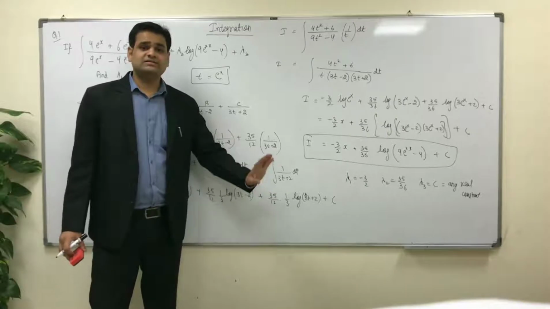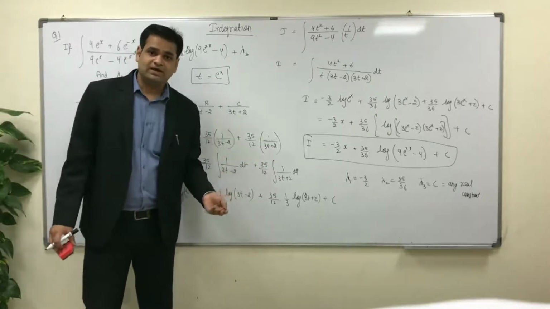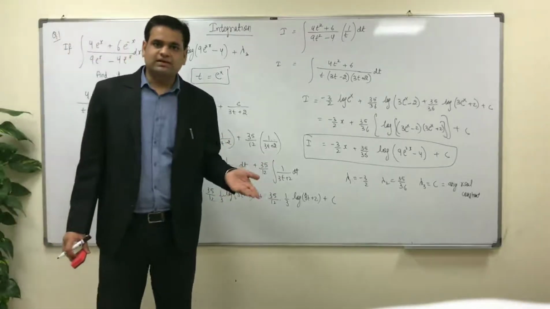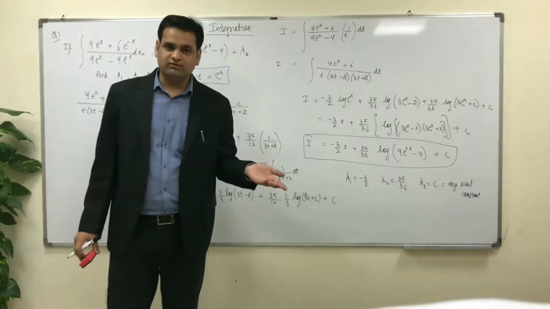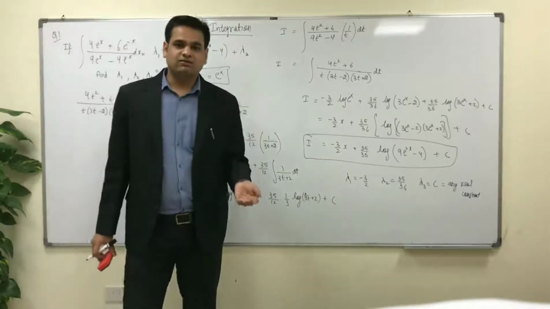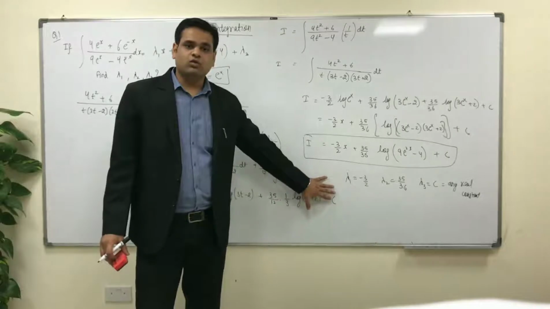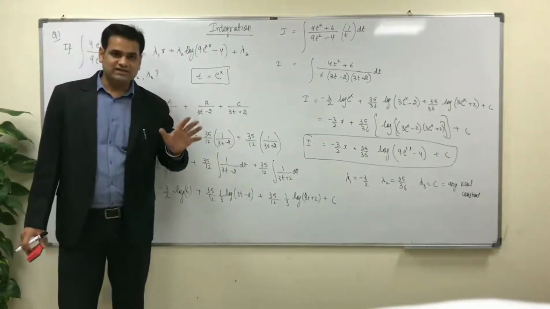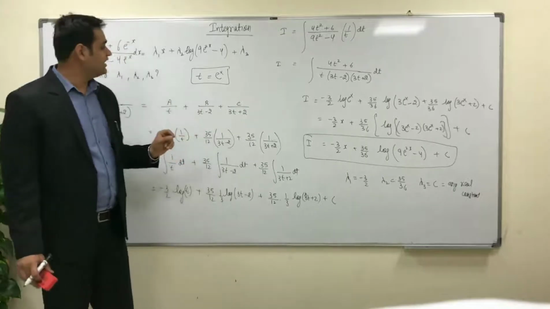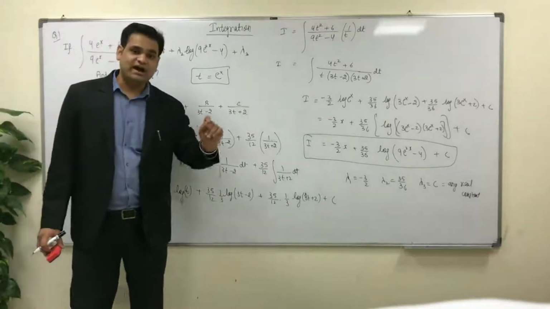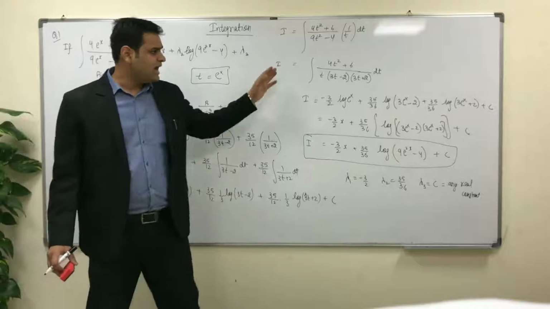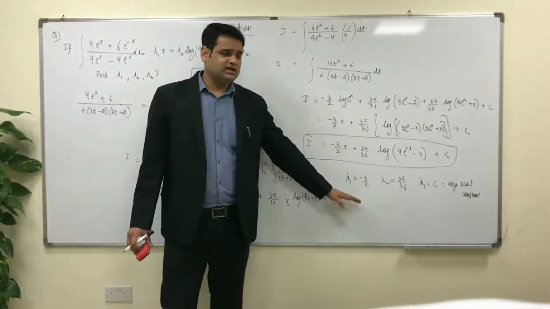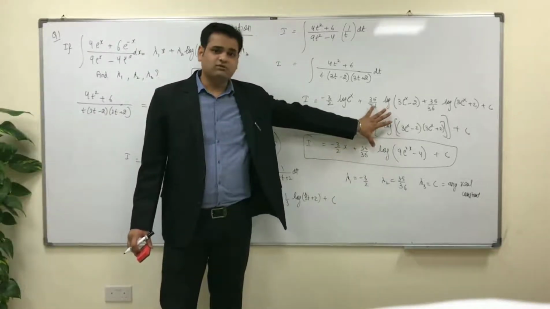Now they can make this question in any way: fill in the blanks, integer type, maybe subjective if it comes, which is not in the IIT right now. So this is how we do this particular question. In this question, we use basically two concepts. First we use the substitution, and after substitution we use the partial fraction, and then it's basic integration, and we use some properties of logarithm.